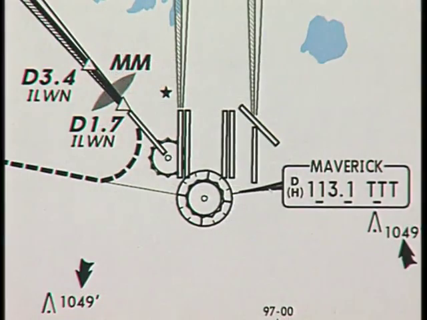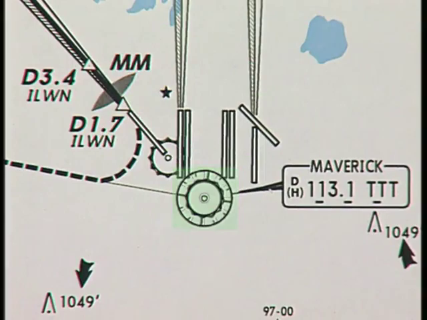Nav aid symbols shown on the plan view are similar to those found on other Jeppesen charts. For example, a VOR is indicated by a compass rose. A TACAN or DME is symbolized by a serrated circle, and a VORTAC or VOR DME is represented by combining the two symbols.